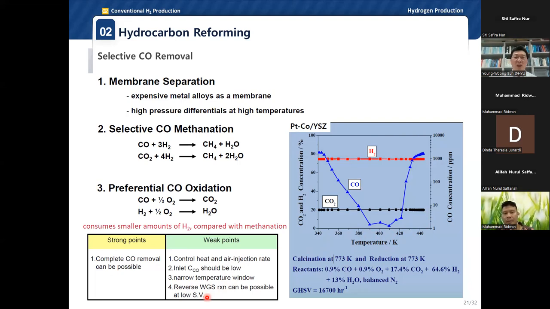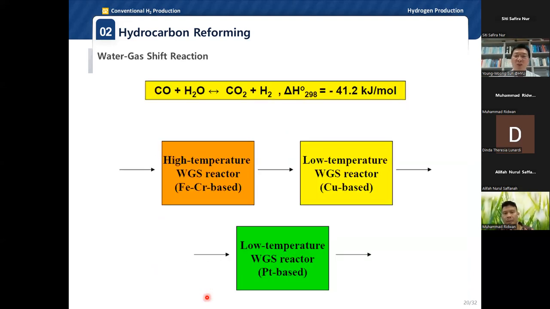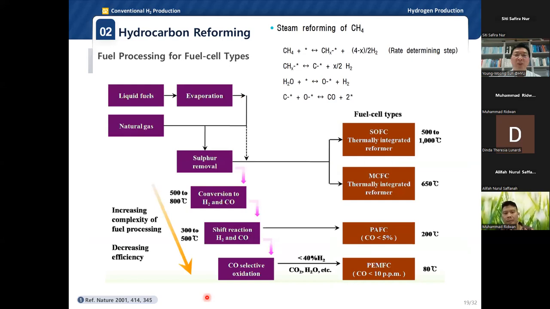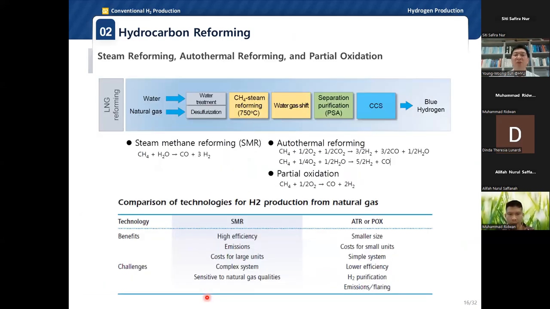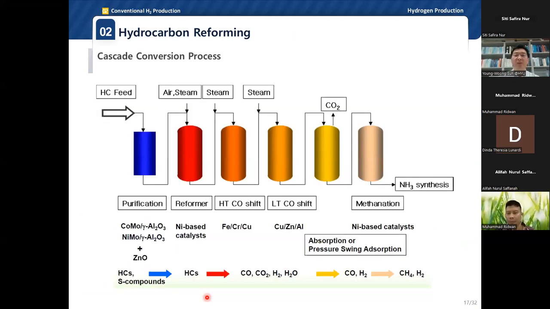So anyway, go back to, I think, this one. So just a feed purification and the steam methane reforming over here, and the shift reaction over here, and also purification over here. Yeah, those units are connected in series to get high purity hydrogen conventionally.